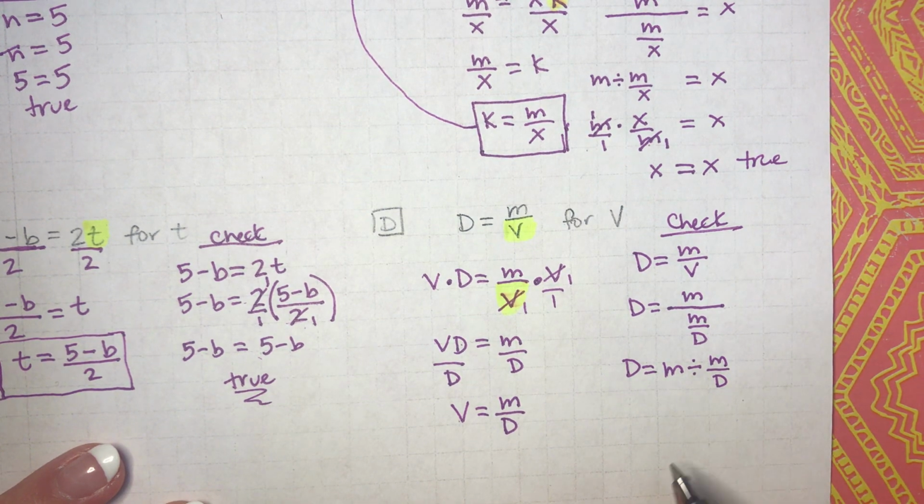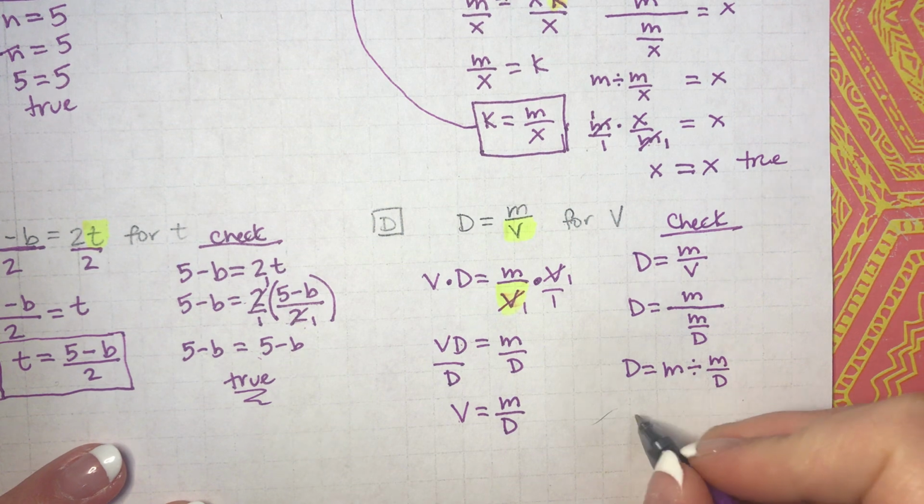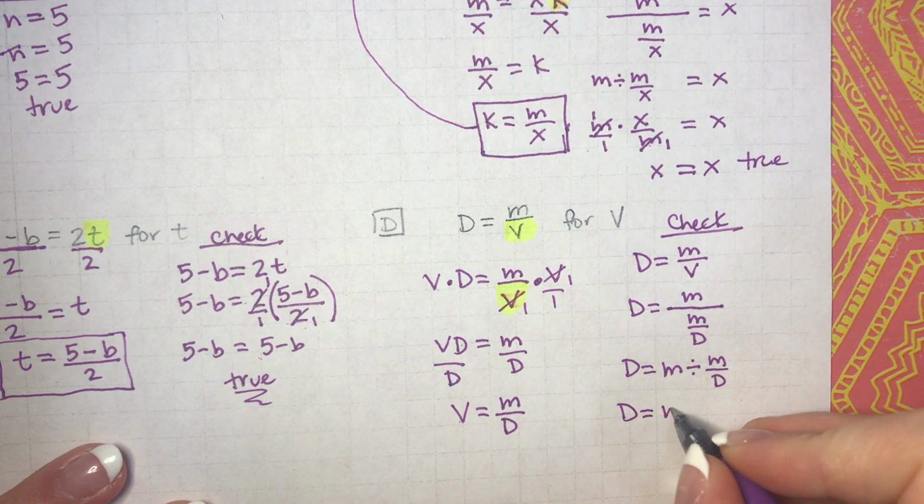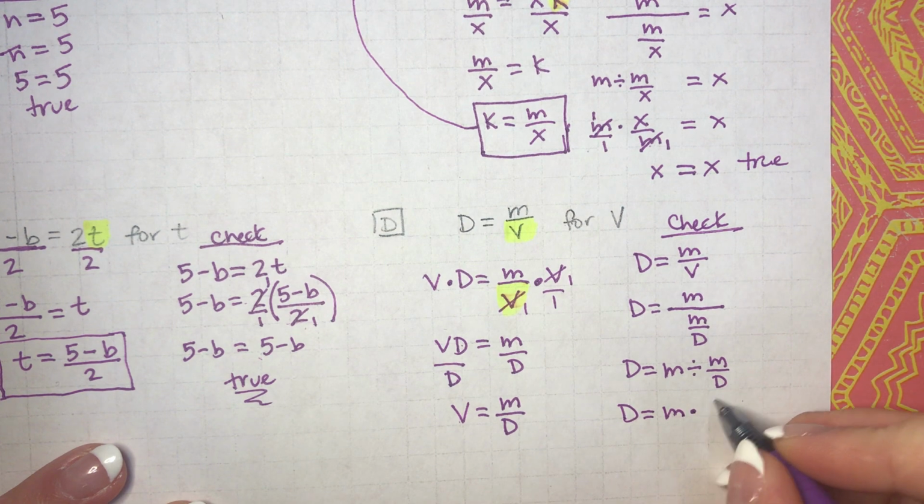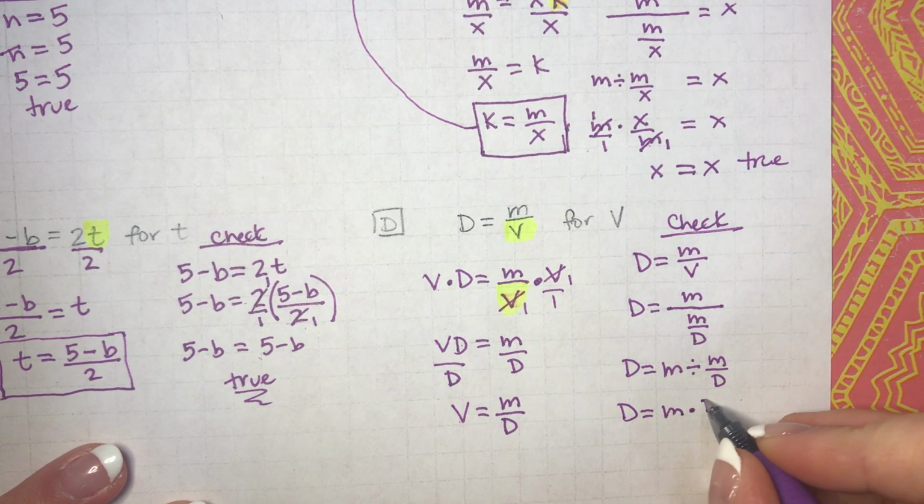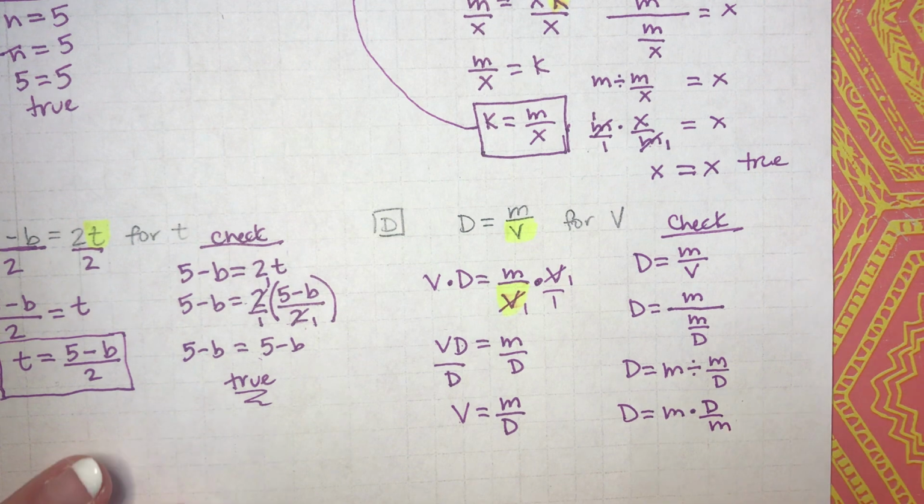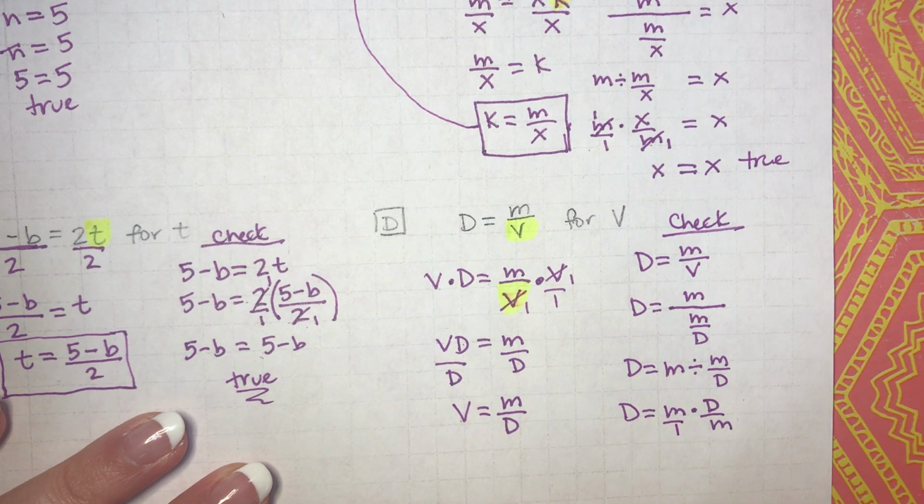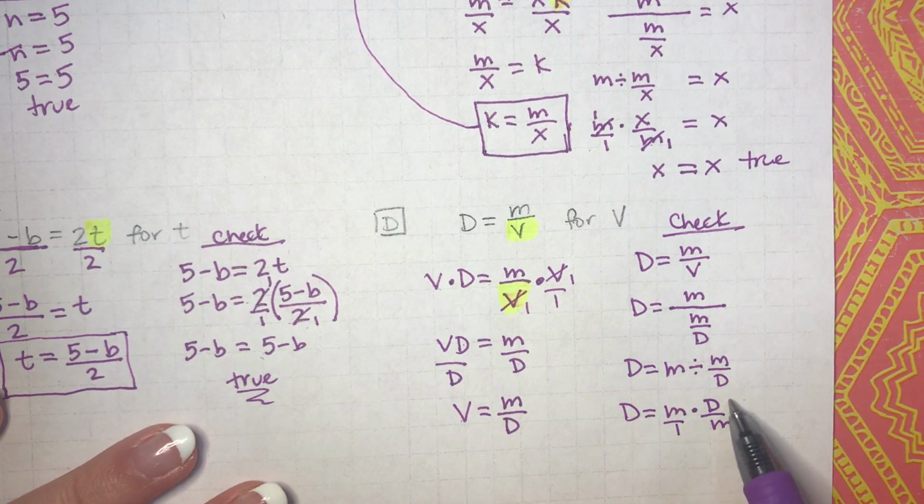All right, now we're just dividing by fractions, and whenever you're dividing by fractions, what you need to do is change it to a multiplication problem by multiplying by the reciprocal. So we have D is equal to M times, and we're going to multiply by the reciprocal, so we flip it, D over M. Then we just simplify this, so M, we're going to make this M over 1. We look to cross cancel, right?